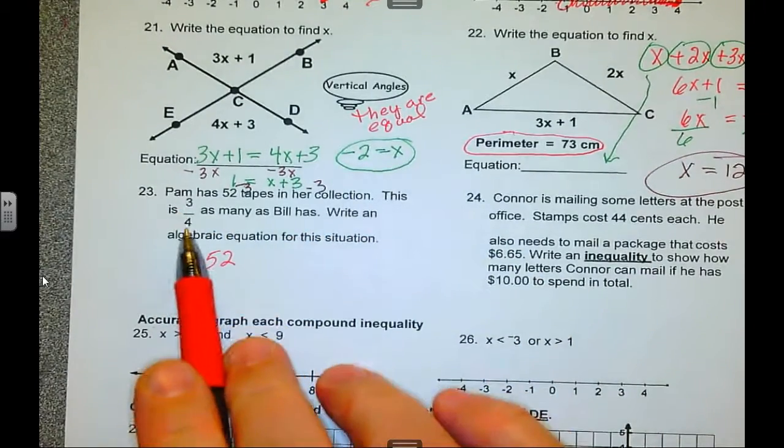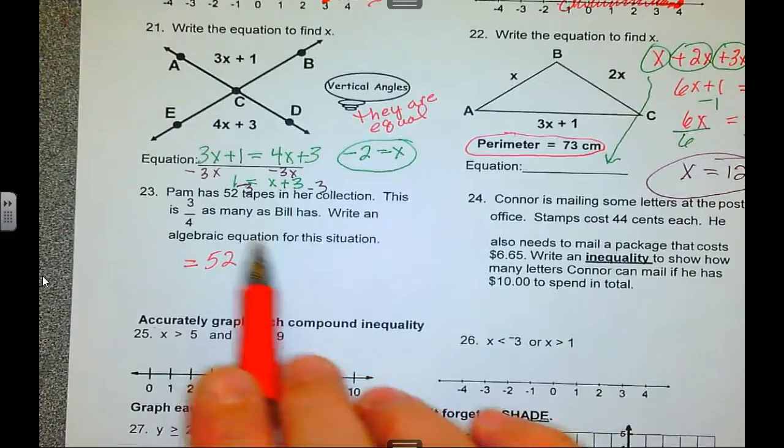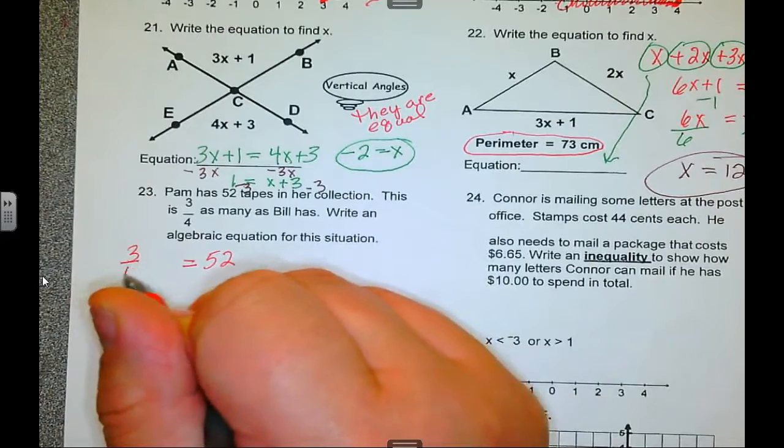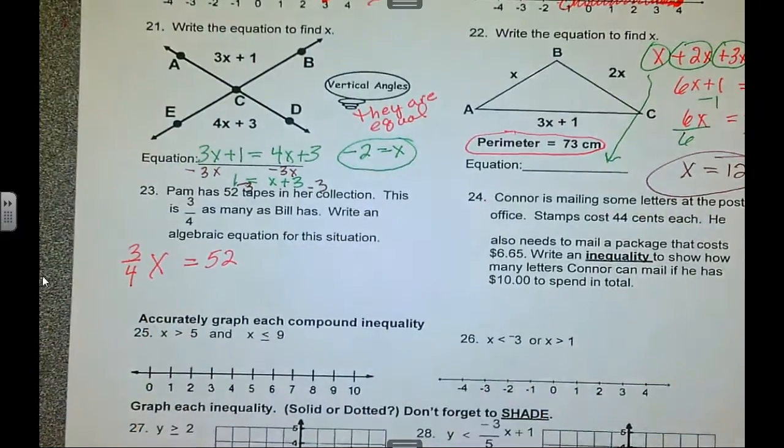This is 3/4 as many as Bill has. Write an algebraic equation for this situation. Do we know how many Bill has? So that's our x. There's our equation.